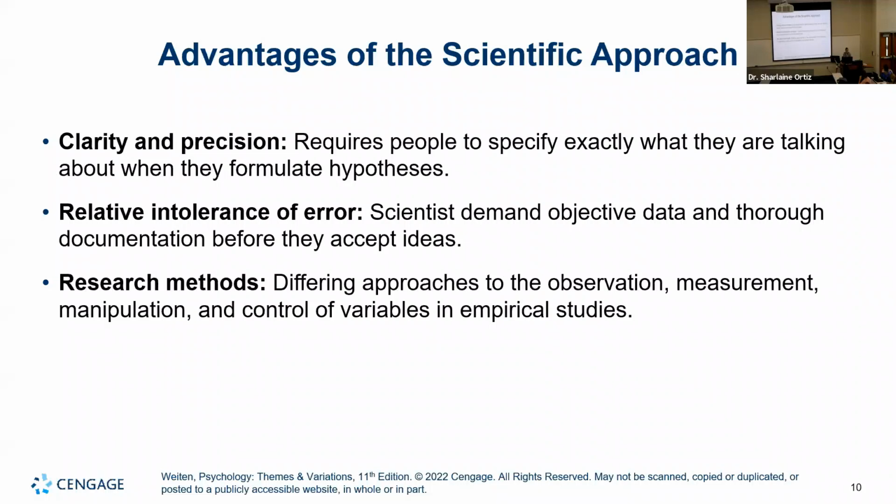Something interesting, and it's an advantage of the scientific approach, is that there's little room for error. I'm not saying there's no room for error. There's very, very little room for error. There's very limited tolerance for error. That is why you will always have a supervisor. You will always have a group of peers that's going to look into your work.